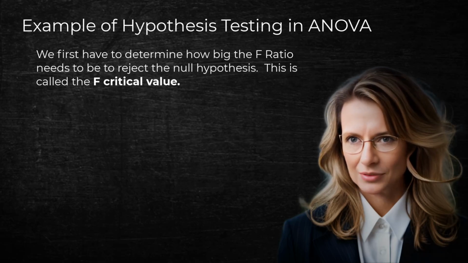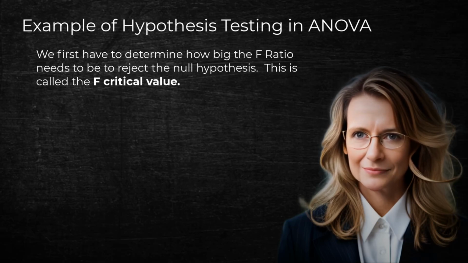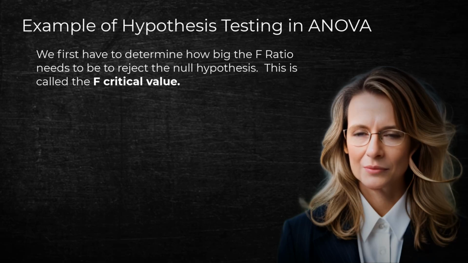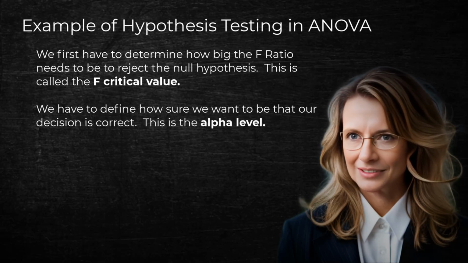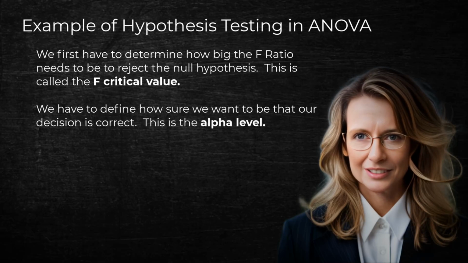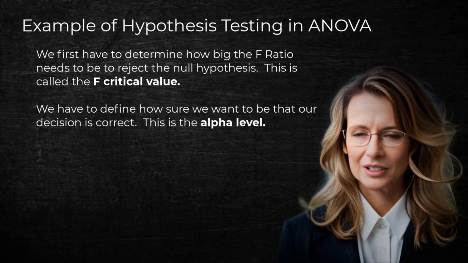To begin, we first must determine how big the F ratio needs to be for us to reject the null hypothesis. This value is known as the F critical value. To determine it, we first have to define how sure we want to be that if we reject the null hypothesis, the decision will be correct. This is what the alpha level that we talked about earlier represents. It must be decided upon before the experiment is conducted.